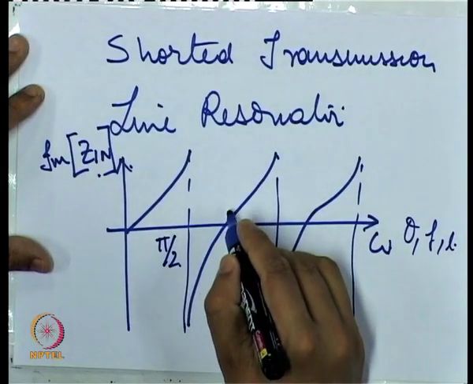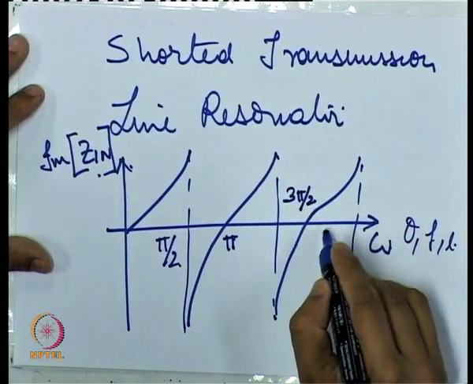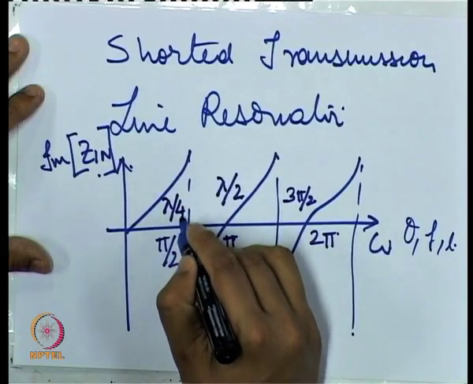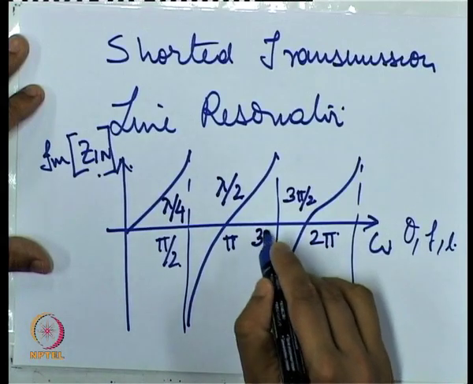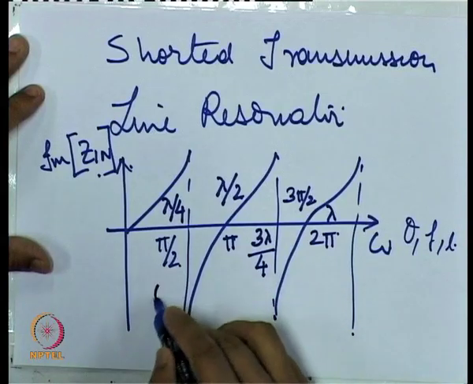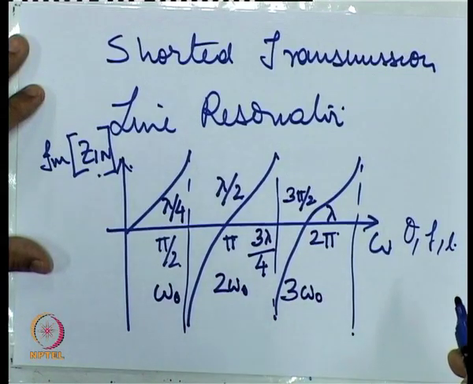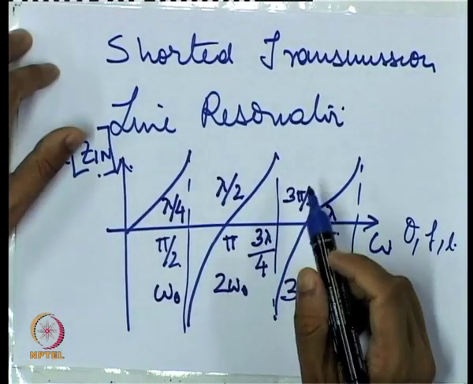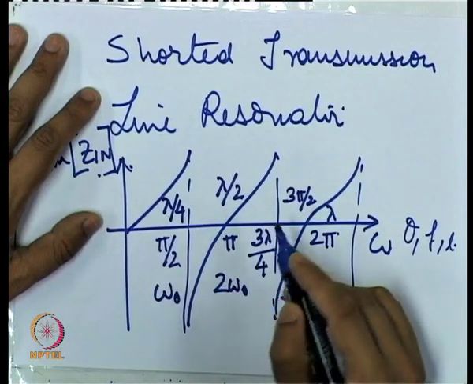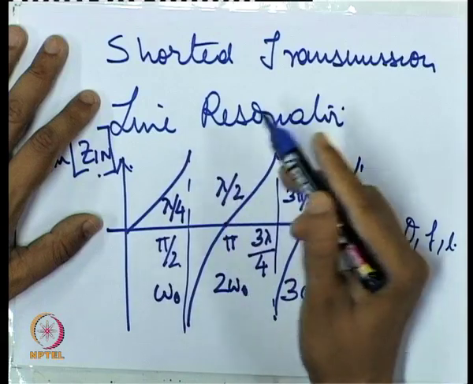If we plot the values of theta, or if we plot in terms of the length, now what we see is that for this shorted line resonator, there are certain frequencies, omega 0, where the value becomes 0, and certain frequencies, say here, where the input impedance becomes infinite.